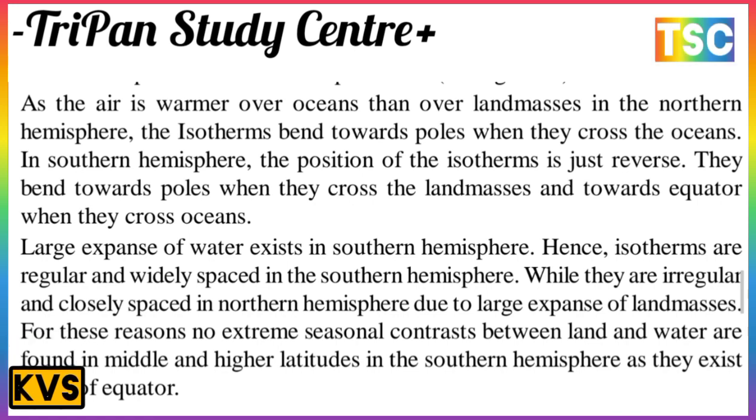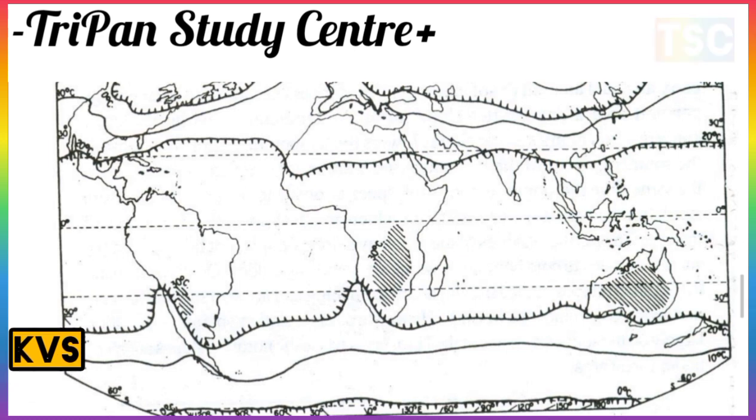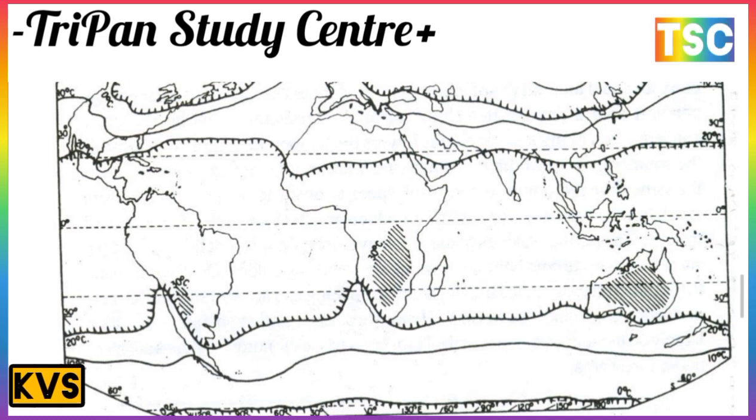Due to large expanses of land masses, extreme seasonal contrast between land and water is found in the middle and higher latitudes of the northern hemisphere. Here is the horizontal distribution of temperature in the January season. This is the most important: the distribution of temperature shown in the diagram.